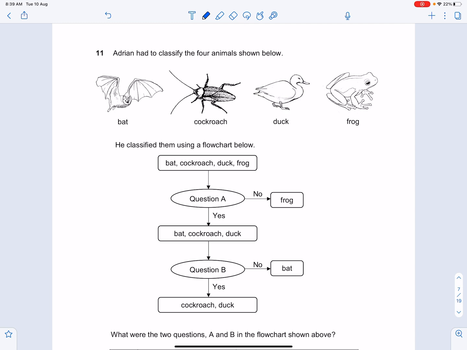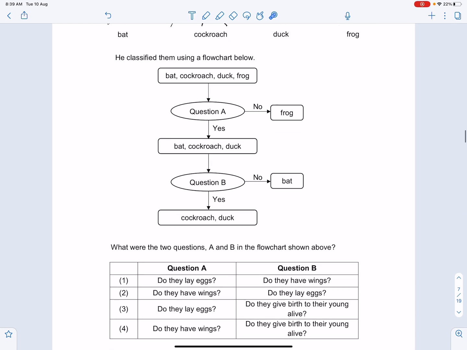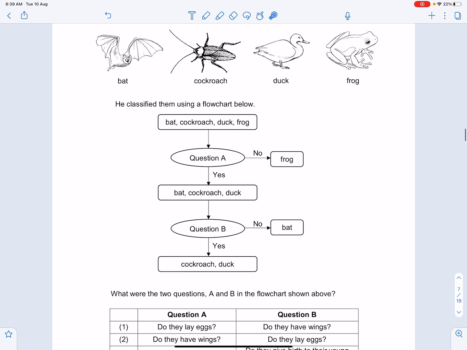Now, you have to classify the 4 animals. You take a look at these 4 categories, and to answer this kind of question, you really do need to know the characteristics of each category of animals. For example, the bat is a mammal, so you need to know that it gives birth to its young alive and feeds its young milk. Your cockroach will be an insect, your duck will be a bird, and your frog will be an amphibian. Based on all these different things, you need to know the characteristics, so that you know what's common and what's not common between them. Okay, let's take a look.